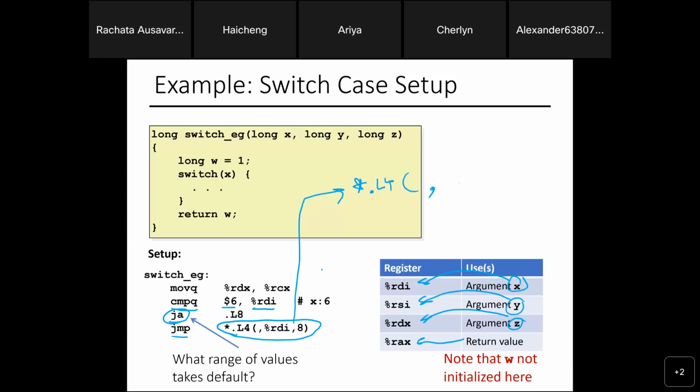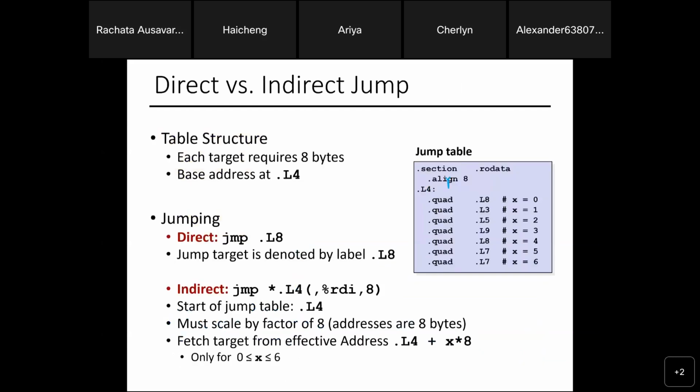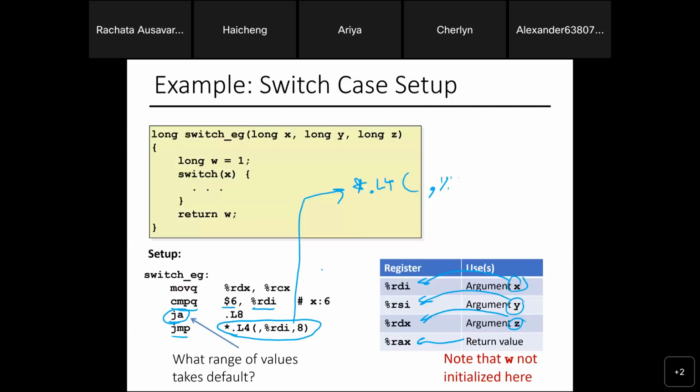There's nothing in the base. Then you have %RGI and 8, right? So here, this is my D, this is RB, this is RI, and this is S. And then your address is basically D plus RB plus RI multiplied by 8. RB is what? It's not defined here, so RB is 0.